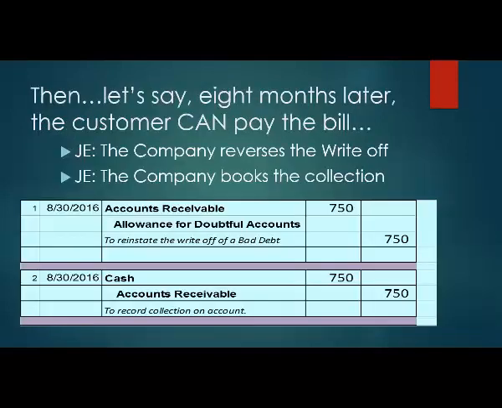All right. Let's say 8 months later, the customer comes back and says, we can pay that bill now, and we want to. And they give us a check for $750. Here's how the entry will be booked in 2 journal entries. First, you reinstate the write-off of the bad debt. Put it back on accounts receivable, increase accounts receivable, put the write-off back onto the books. This $750 should be up here. So we've just reversed that transaction, and then we show the collection. Debit cash, credit accounts receivable.